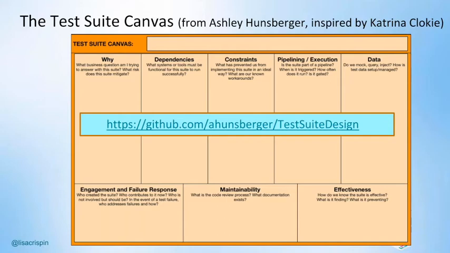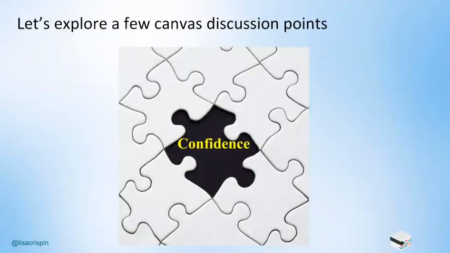So you can see there are quite a few different questions, and I'm going to go through some of those in a little more detail. But you can download this from Ashley's GitHub repo and try it with your team. So let's go into some more detail. If we answer these questions and we know we have good answers for them, we can feel confident about delivering to production.